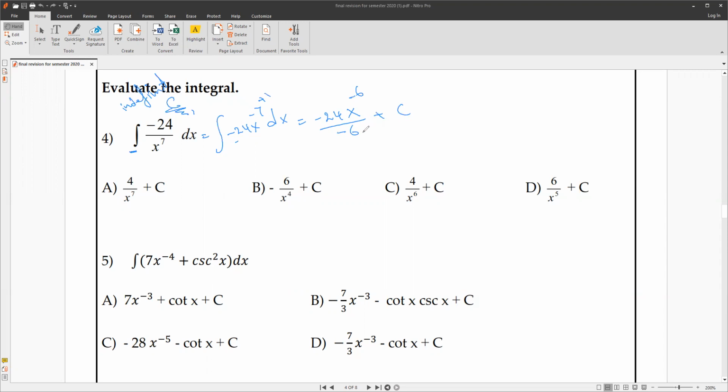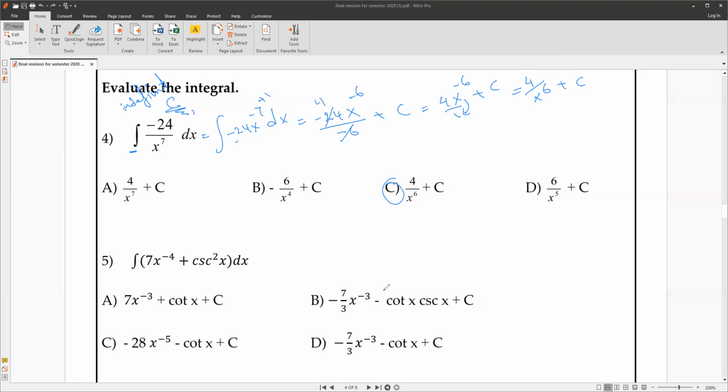I need to rewrite this function in the simplest form. This one will be 4. It will be what? 4x to the power negative 6. But don't keep it with a negative exponent. Just move it to the denominator. It will be 4 over x to the power 6 plus constant. What is the answer for over x to the power 6? This one. Our choice is C.